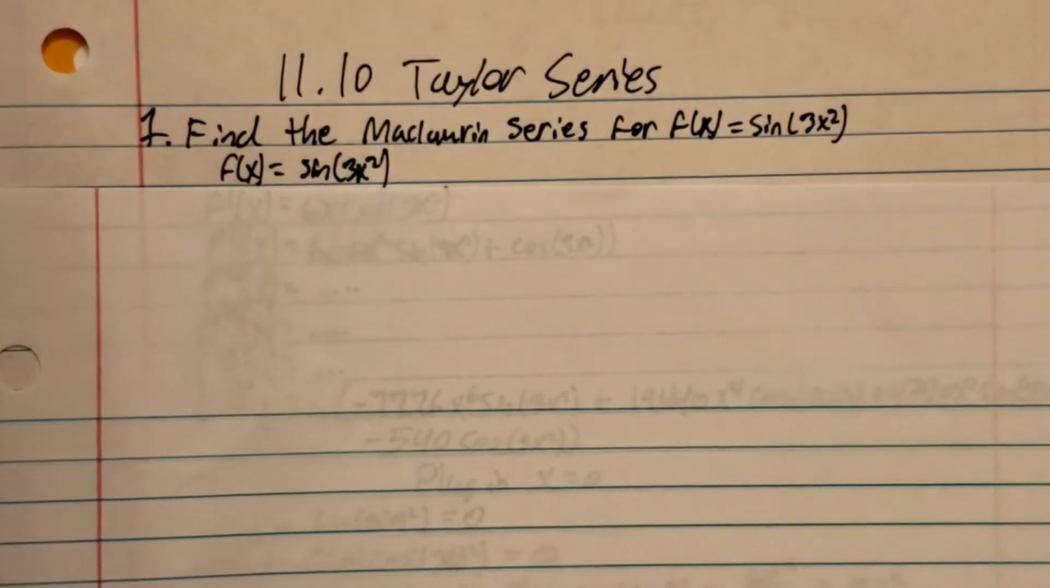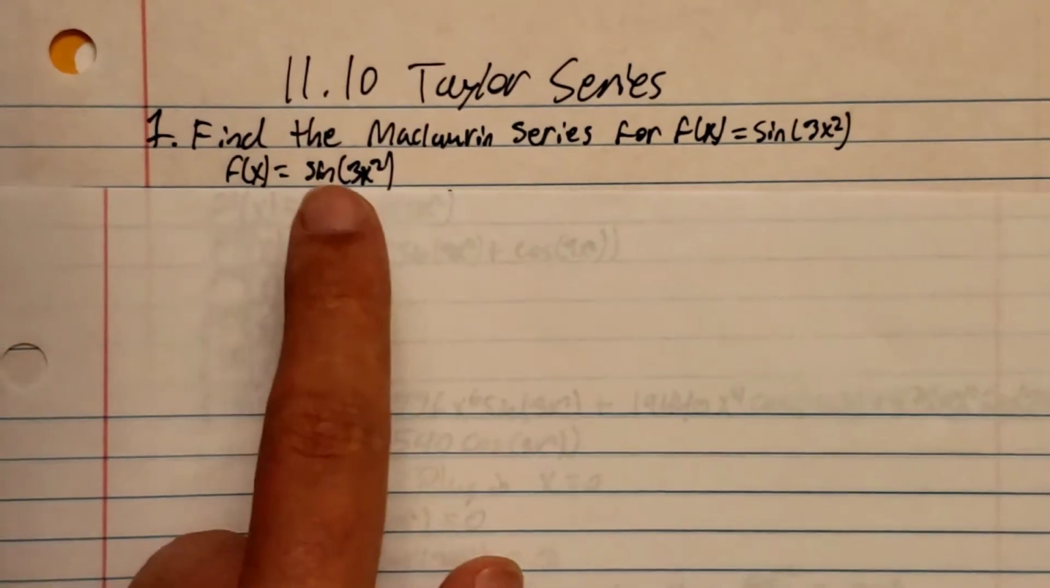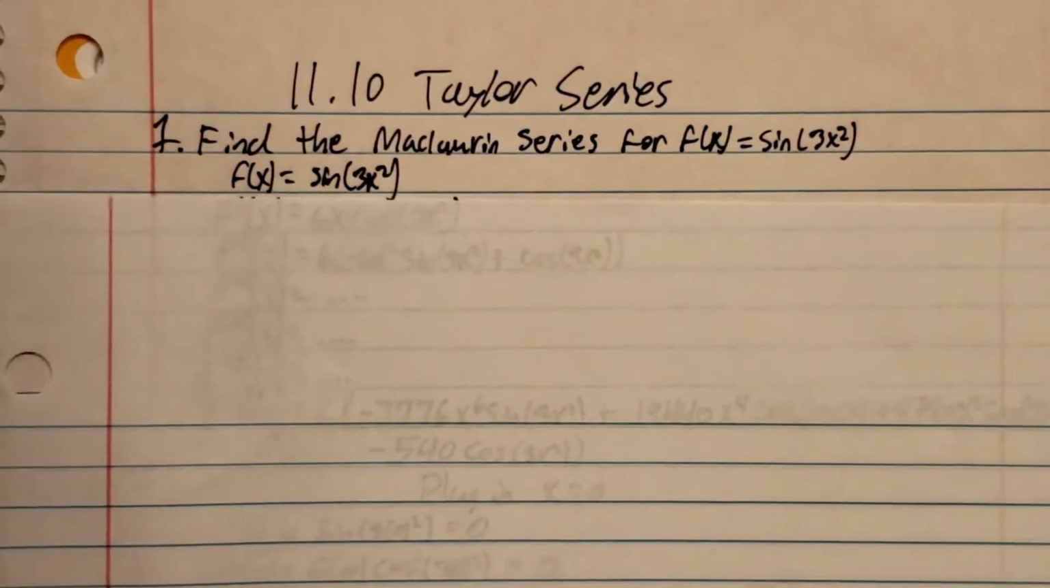This is Math 133, aka Calc 2, Chapter 11, Section 10, Taylor series. What we're going to be doing is finding the Maclaurin series for f of x equals sine of 3x squared. I wrote down that function right here, and then we're going to take the derivative of it.